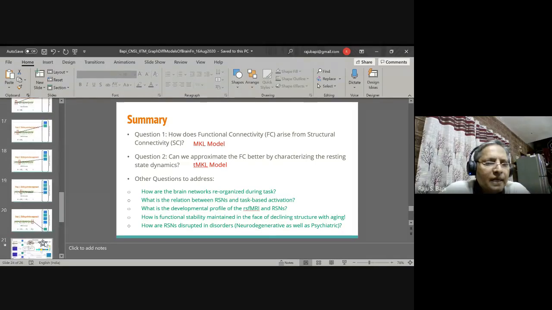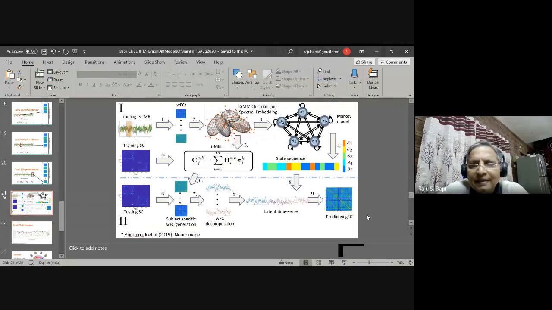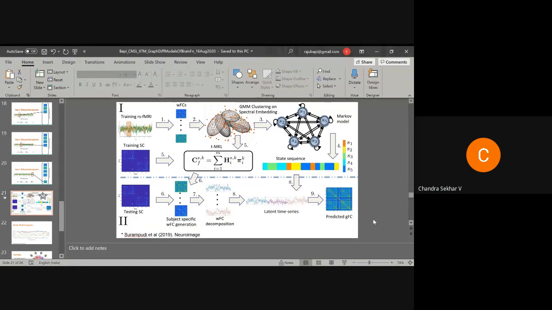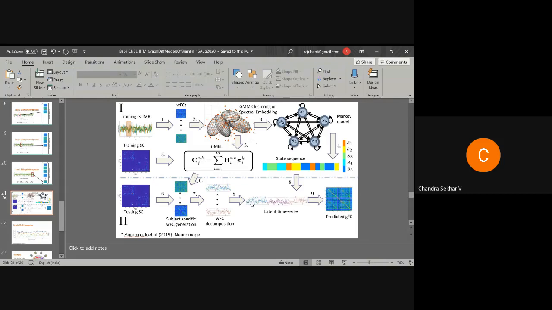Okay, the TMKL block diagram. Here, right after the eighth step, we are getting a time series, the representation where multiple time series are combined.